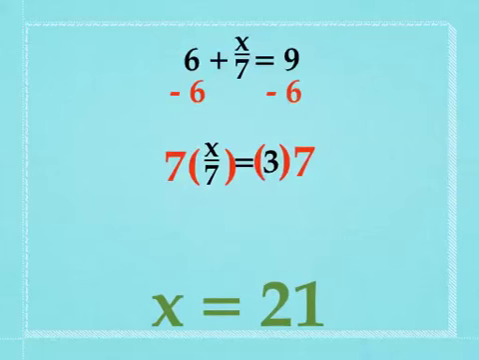Again, quickly I can check my answer. I have 6 plus 21 divided by 7 equals 9. Well, 21 divided by 7 is 3, so 6 plus 3 equals 9 is a true statement. 21 is the solution to this equation.